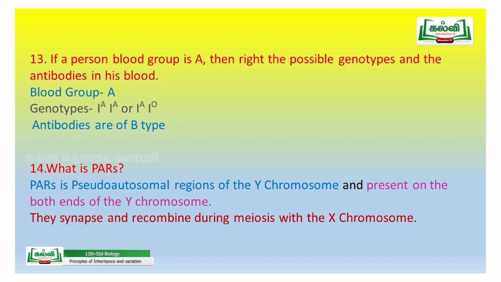PARs. PARs are the pseudo autosomal regions of the Y chromosome, and they are present on both ends of the Y chromosome. The synapsis and recombination take place during meiosis with the X chromosome in these places only. So, this is called the pseudo autosomal regions.